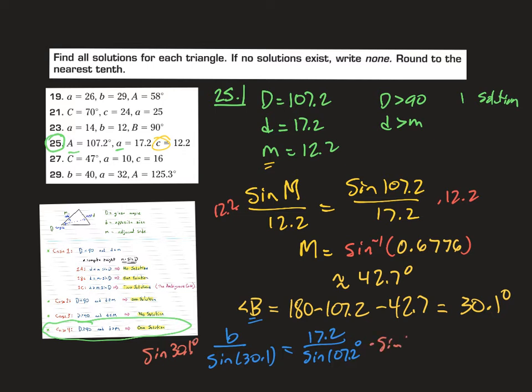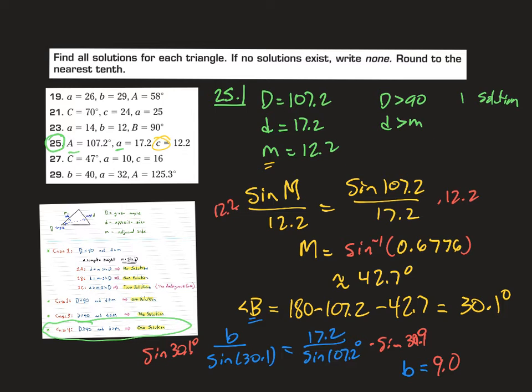And I'm going to squeeze it in on this slide, even though it doesn't make for a very good presentation here. Side B will be this calculation. This should be 30.1, not 31. So when you do this calculation, 17.2 divided by sine of 107.2 times sine of 30.1, that comes out to be right around 9.0 for the measurement.